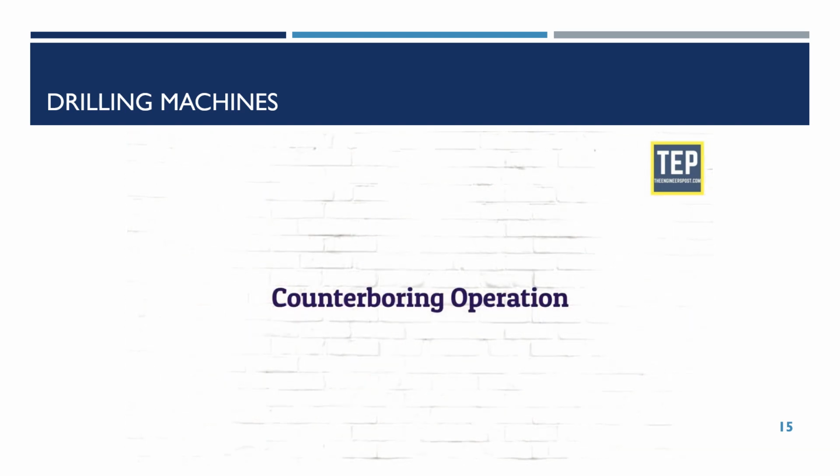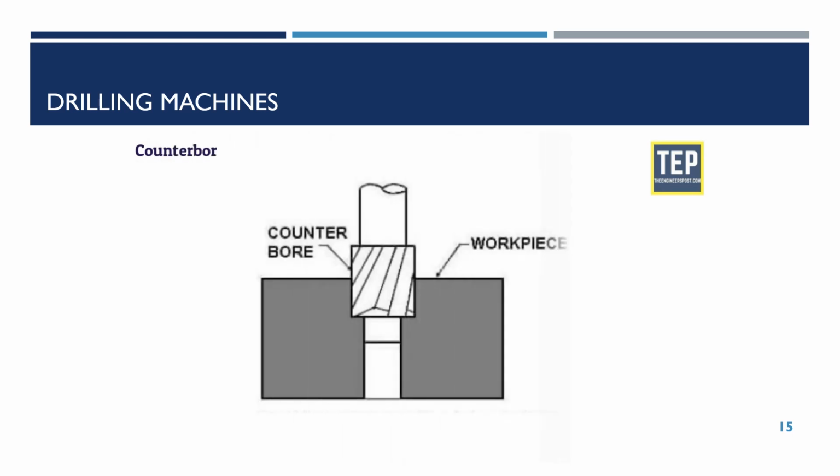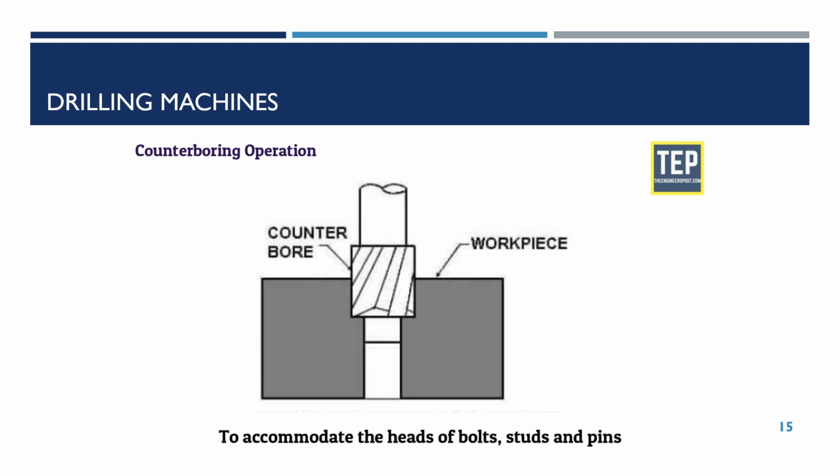Counterboring operation. Counterboring is the operation of enlarging the end of a hole cylindrically. The enlarged hole forms a square shoulder with the original hole. This is necessary in some cases to accommodate the heads of bolts, studs and pins. The tool used for counterboring is called a counterbore. The counterbores are made with a straight or tapered shank to fit in the drill spindle. The cutting edges may have straight or spiral teeth.